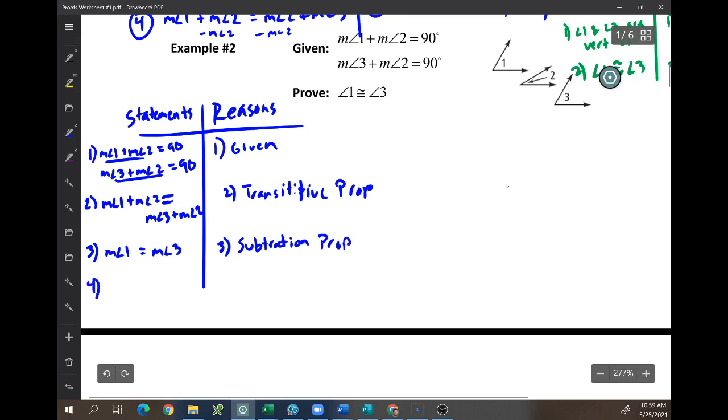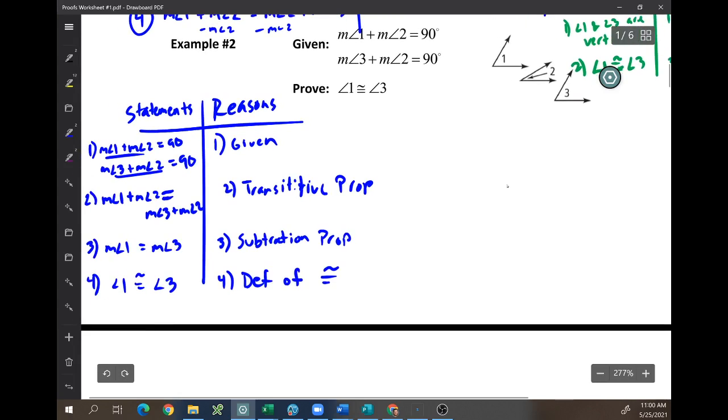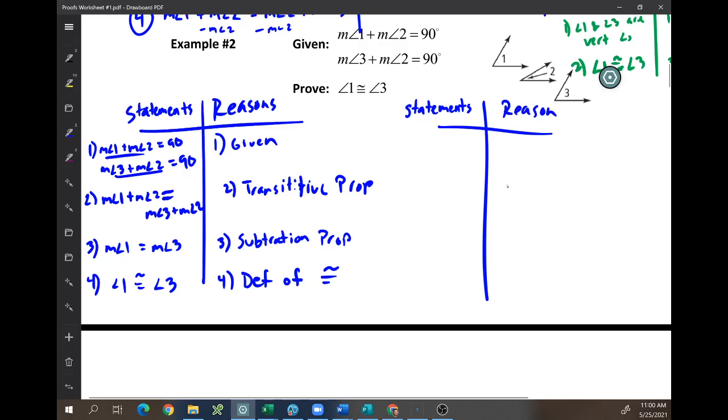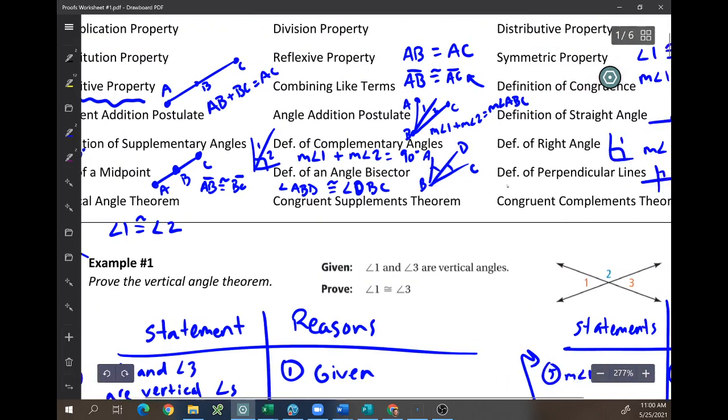And then finally I could say that angle 1 is congruent to angle 3 by the definition of congruence. And you could totally do this, and this is something that you could prove every single time. But that's 4 steps. And so mathematicians are lazy, and when they can do something every time, they kind of make a theorem for it. So what we do is we have a theorem that makes this a lot easier. And that's going to be the congruent complements theorem and the congruent supplements theorem.